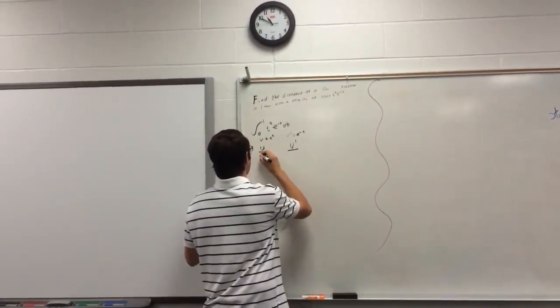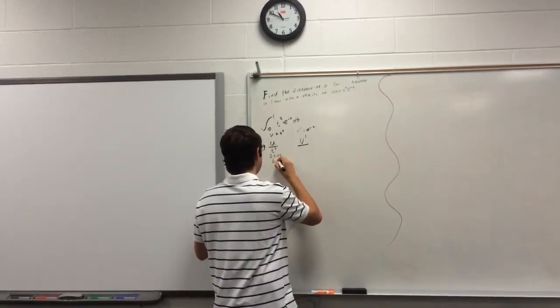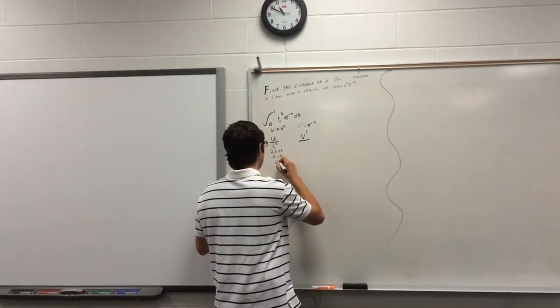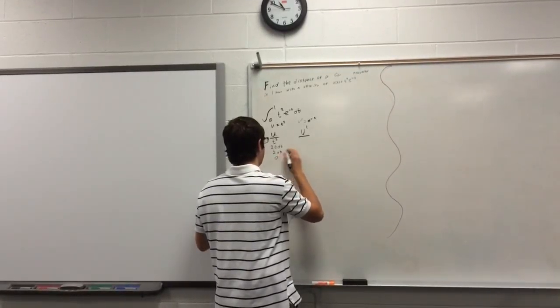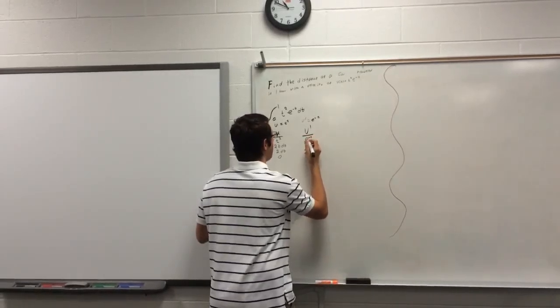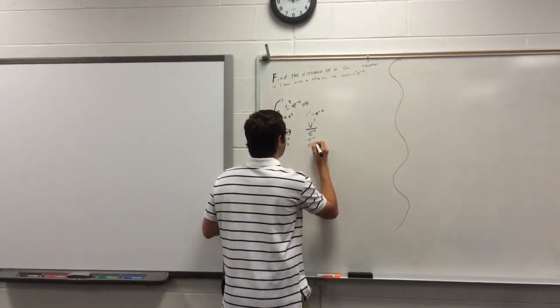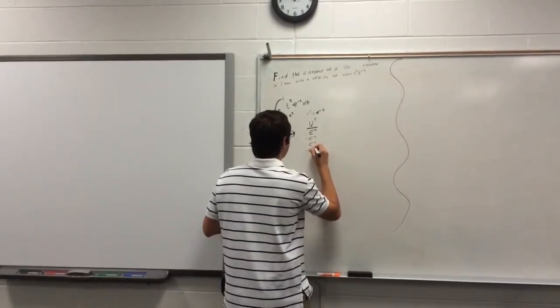So I have t squared, and now I'm going to differentiate. So I have 2t, 2, and 0. And so now when we integrate, we have e to the negative t. So we get negative e to the negative t, e to the negative t, negative e to the negative t.